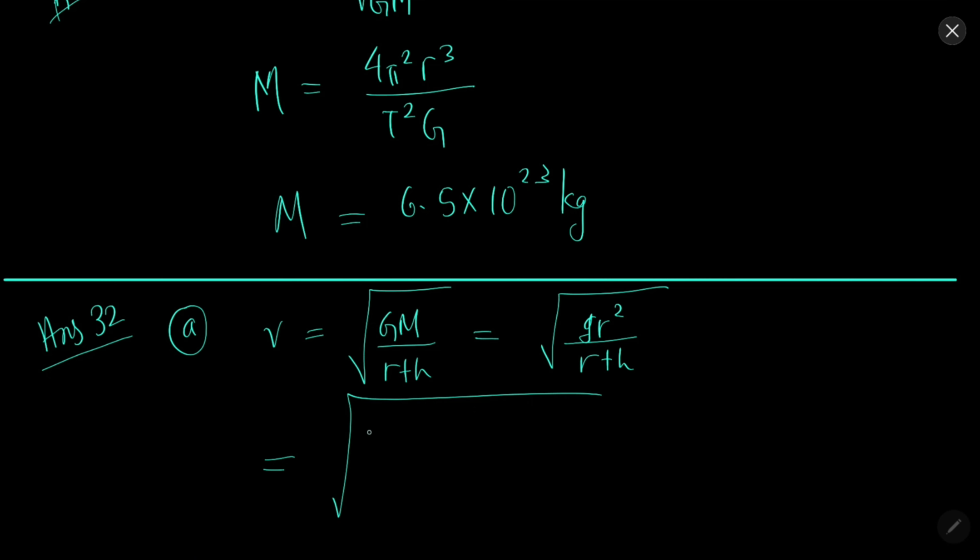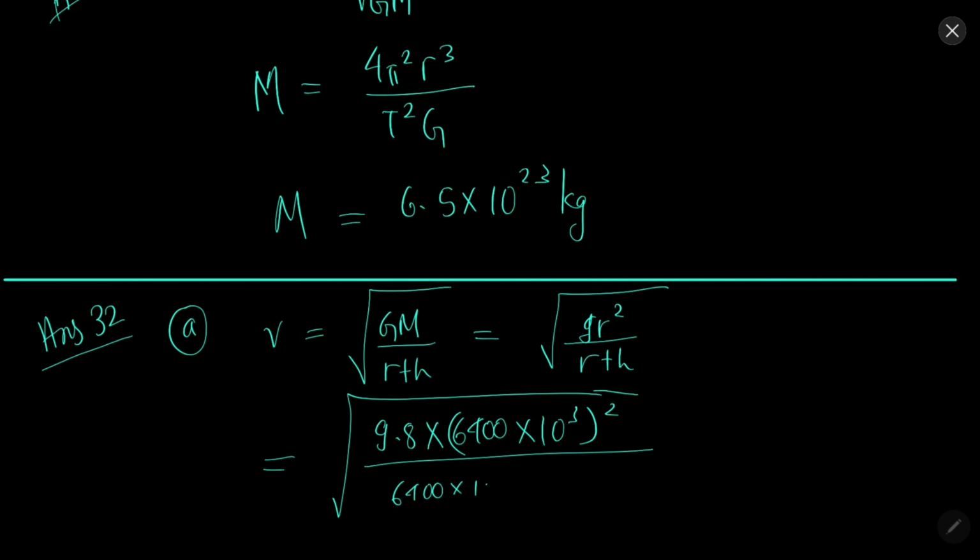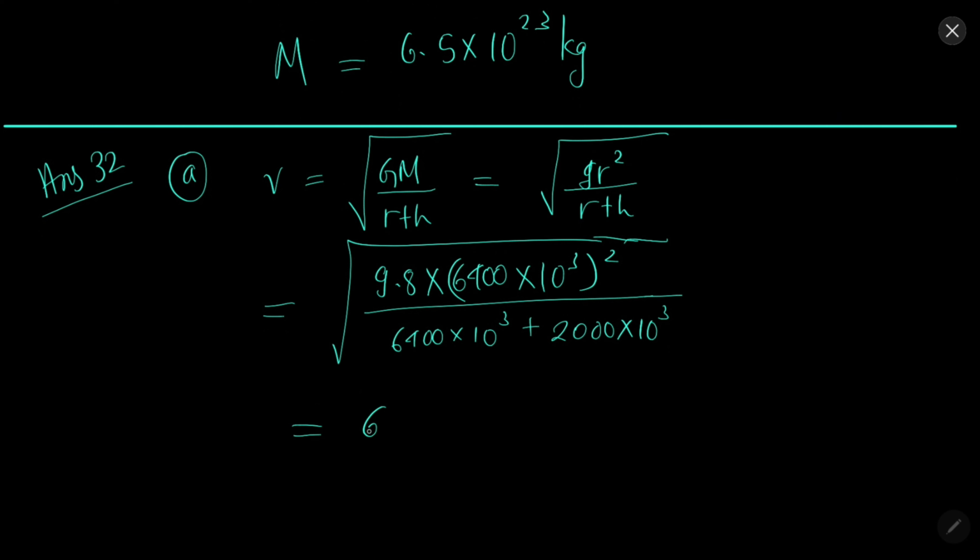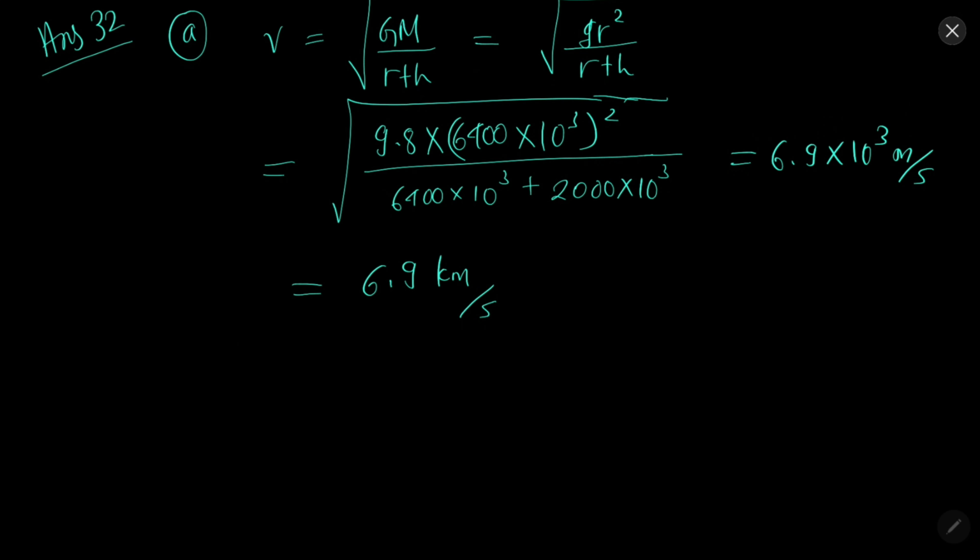So once we put all the values, 9.8 into 6400 into 10 to the power 3 whole square over 6400 into 10 to the power 3 plus 2000 into 10 to the power 3. So after solving this, we will get 6.9 kilometer per second. It will be 6.9 into 10 to the power 3 meters per second, so you can convert it.